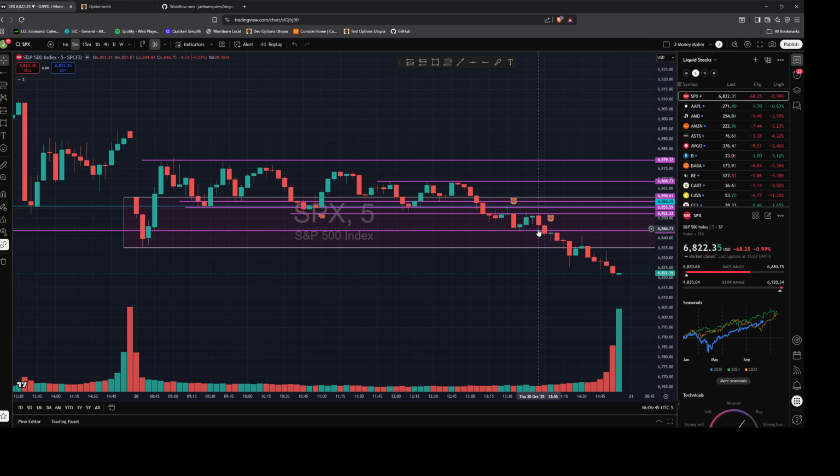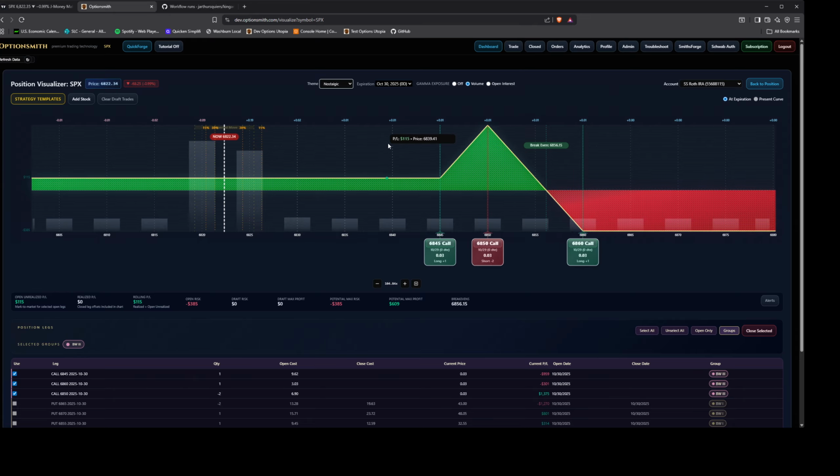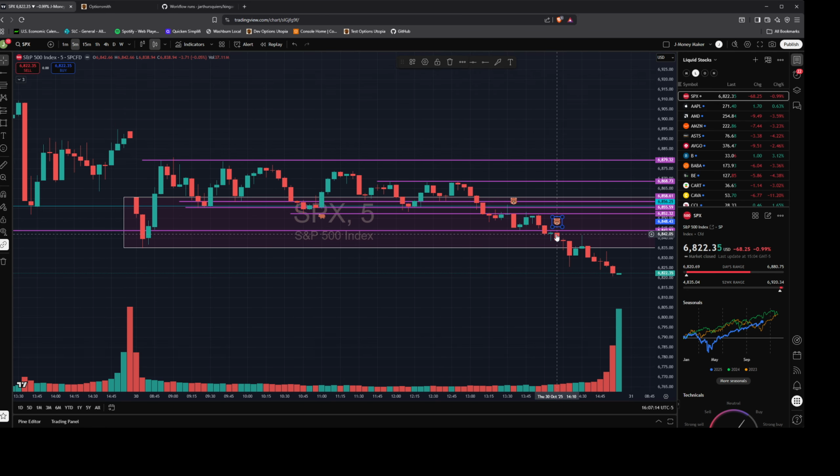And then I saw, again, we were breaking down in the structure. We had a little bit of a rejection here against the line. So I got into another bearish broken wing butterfly here. Looked something like this. You can see it in Optionsmith. Let's change to the nostalgic theme. It's like an old 80s video game. So got in here, and then this just kept pushing all the way down.